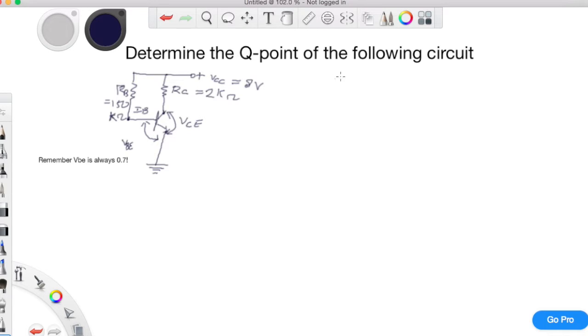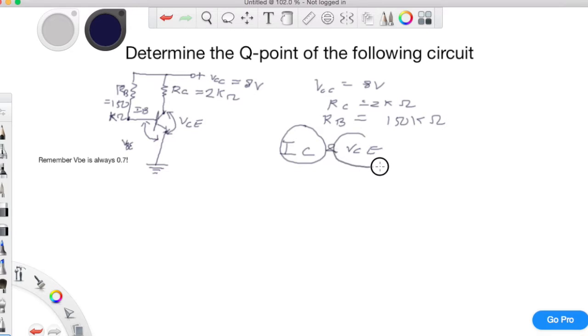So I'll start with how to form a Q point. Now you have your VCC equal to 8 volts, RC equal to 2k ohm, and RB equal to 150k ohm. What you need to find for a Q point is your IC and VCE. These are the two parameters which you need to find. So you need not worry about your IB right now.